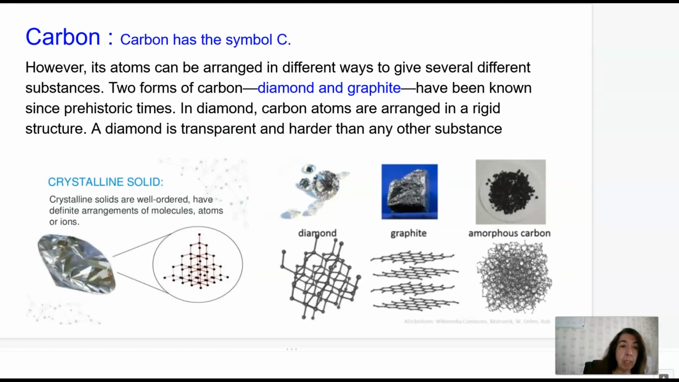So, for example, there is carbon. Carbon has the symbol C. It can be arranged in different ways to give different types of carbon. So two forms are diamond and graphite that have been known since prehistoric times. In diamond, the carbon atoms are arranged in a very rigid structure, and it's very hard. The other form is graphite, which is a different arrangement of the carbon atoms, and that substance is much softer.